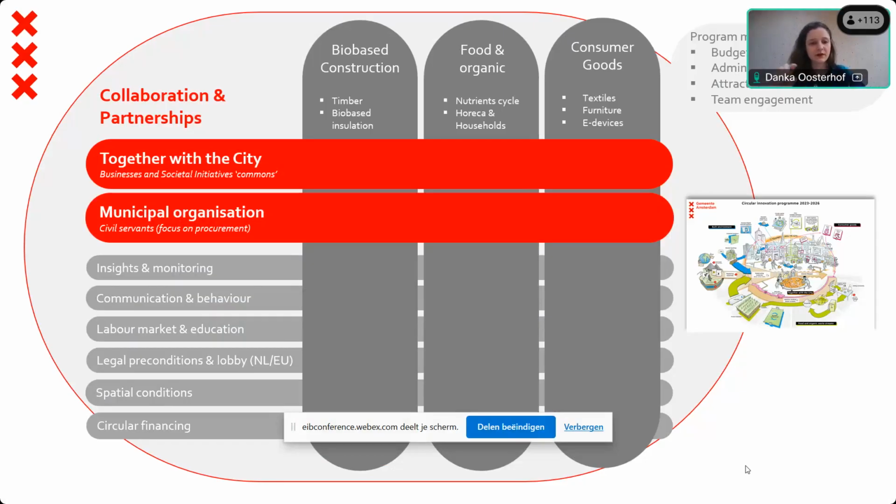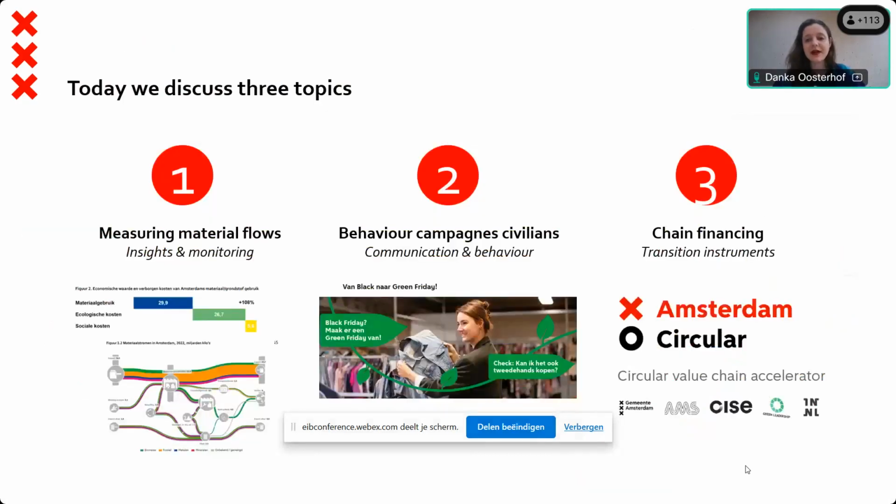And then the thinner horizontal lines are the themes that cross through all the different programs. And of course, then we have the program management. I will not go into that. But I've highlighted 3 topics today.